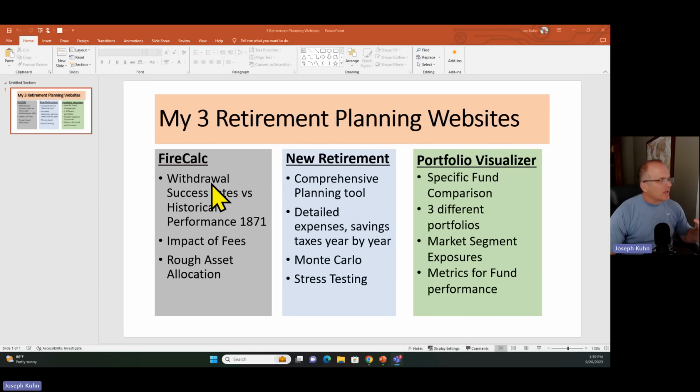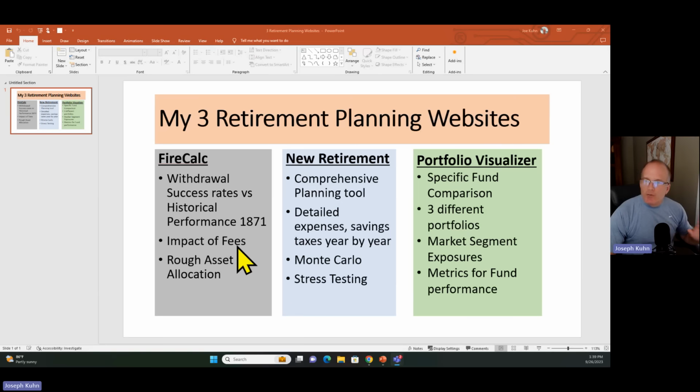What FireCalc does, it looks at withdrawal rates, success of those withdrawal rates versus historical performance going back to 1871. So it uses real numbers, real performance of the bond market, the stock market, to say how would your portfolio have performed over 20, 30-year segments of that. If you would have retired in 1871, in 1941, in 1971, and it goes forward and plots those. We're going to take a look at that today. It's exciting. It uses history.